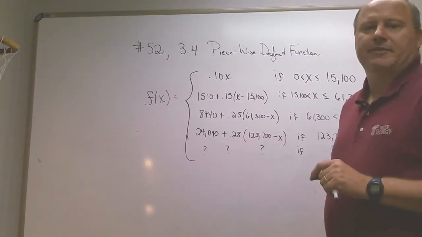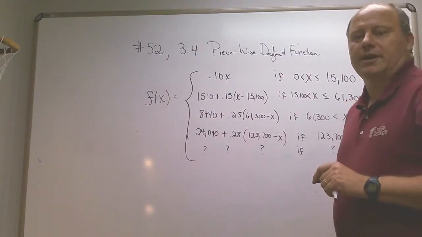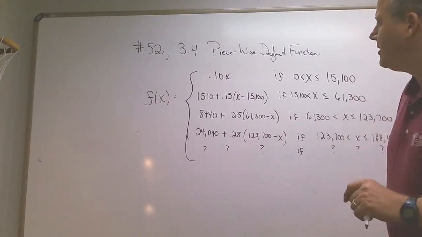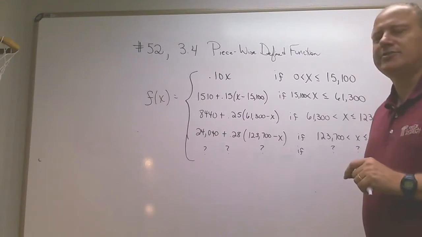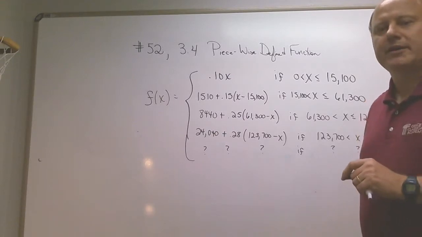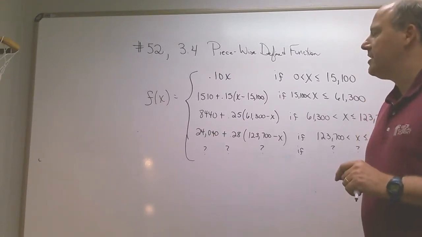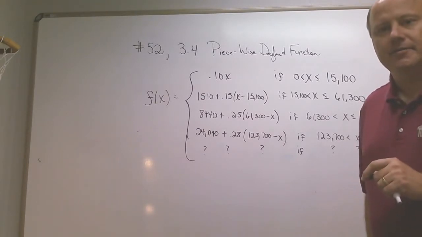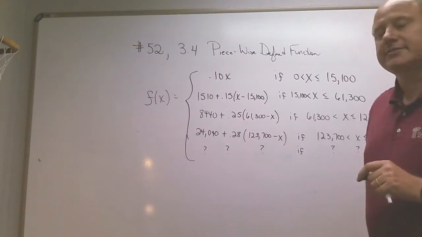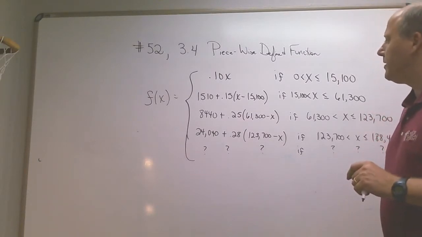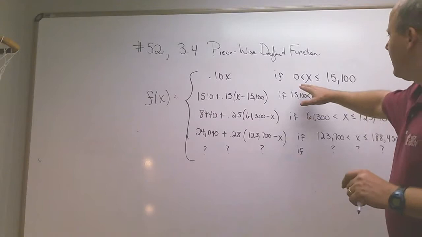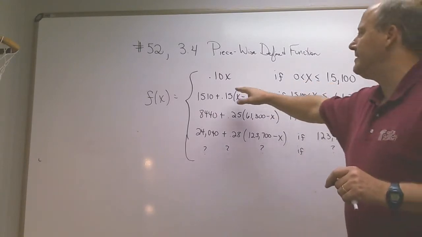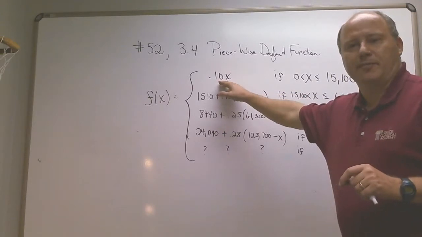Hi, this is problem number 52 in section 3.4, and it's part of the piecewise defined functions. This one is about a tax rate. You have to use a tax table, and I want you to create a piecewise defined function so you can figure out how much you pay for your taxes. The book says if you're in the tax bracket of $0 to $15,100, it's basically 10% of what you make.